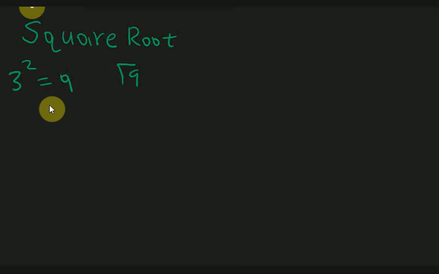So the square root of 9 is 3. 3 to the power of 2 is 9. Then if you take the square root of 9, it will be 3, because 3 times 3 is 9, right? So 3 times 3 is 9.